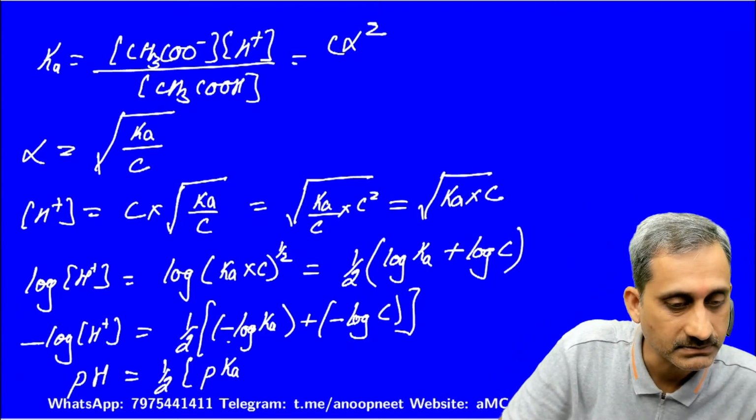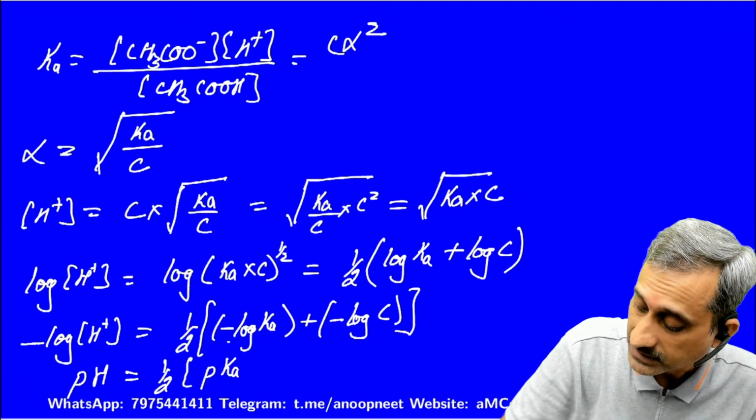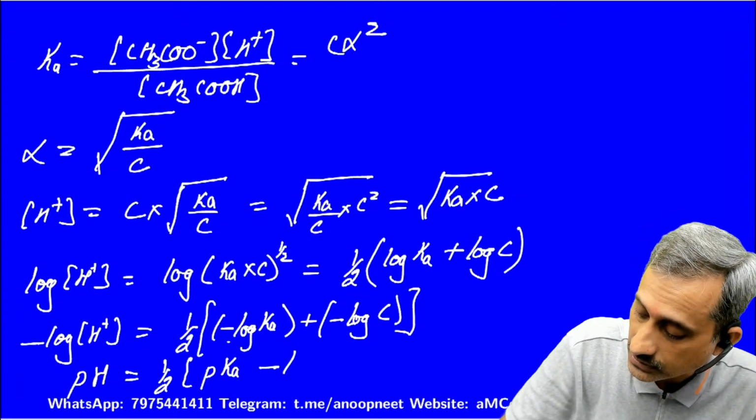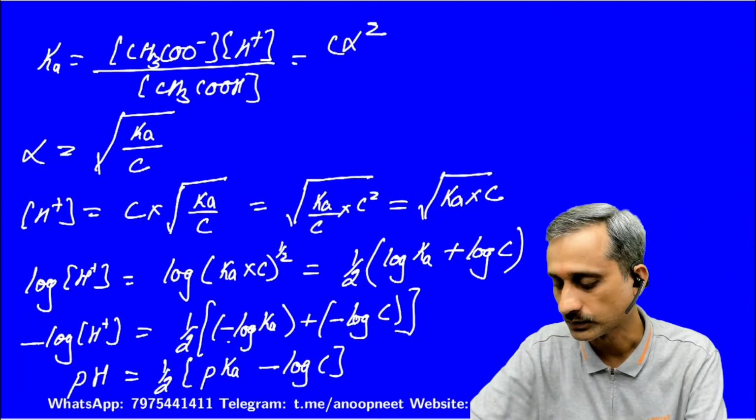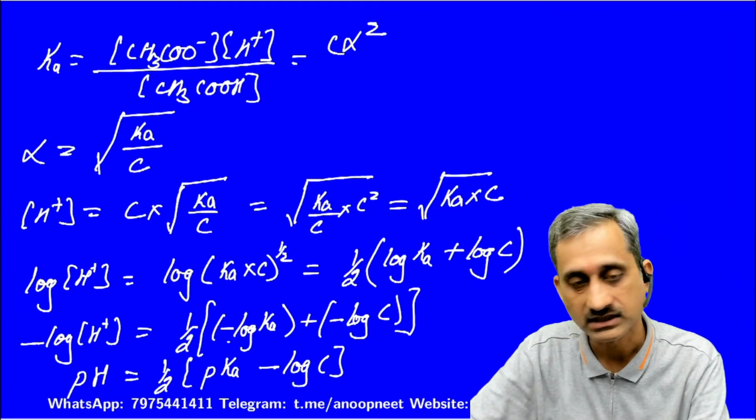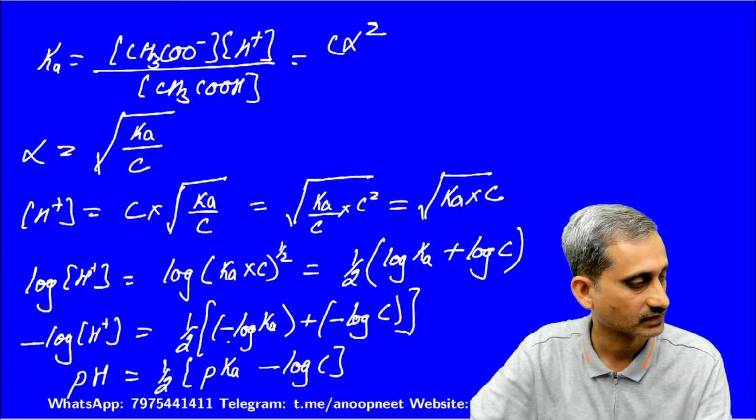So here we have pK. pKa minus log C. So that is what we have as 1 by 2 bracket pKa minus log C, and that is the equation we have.